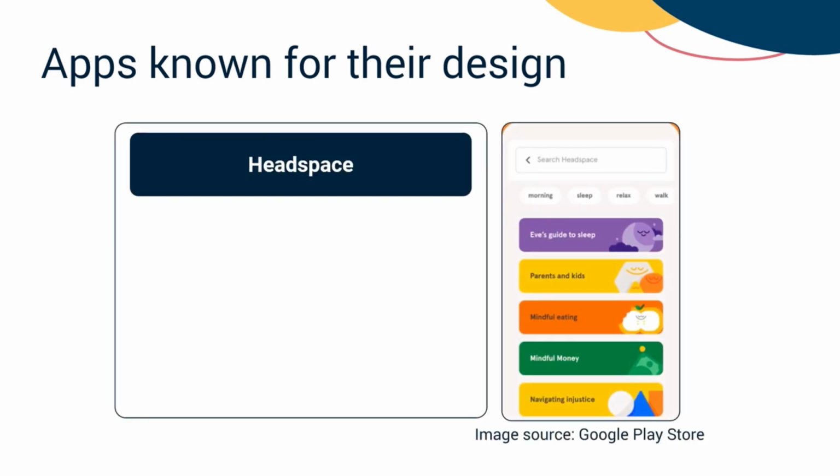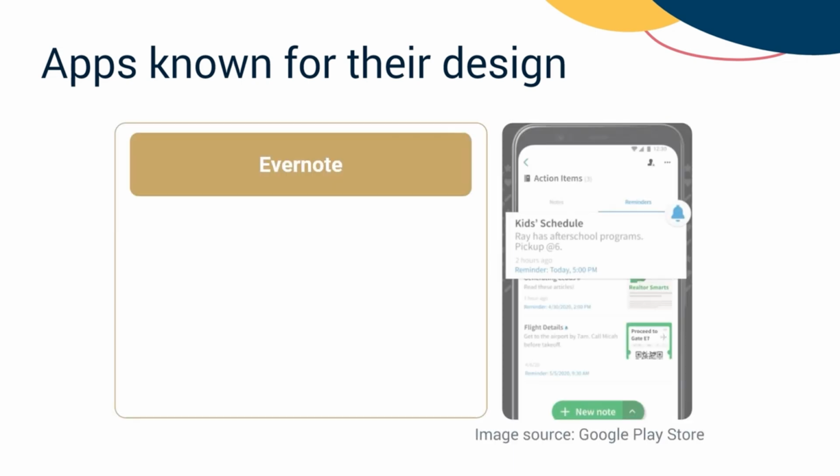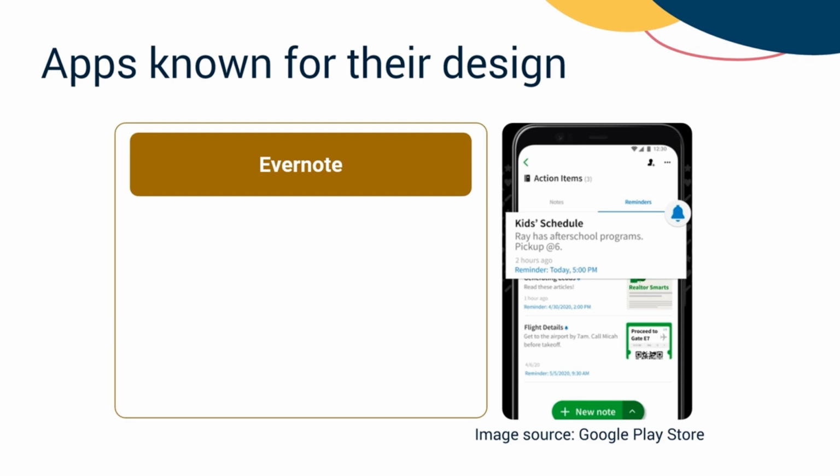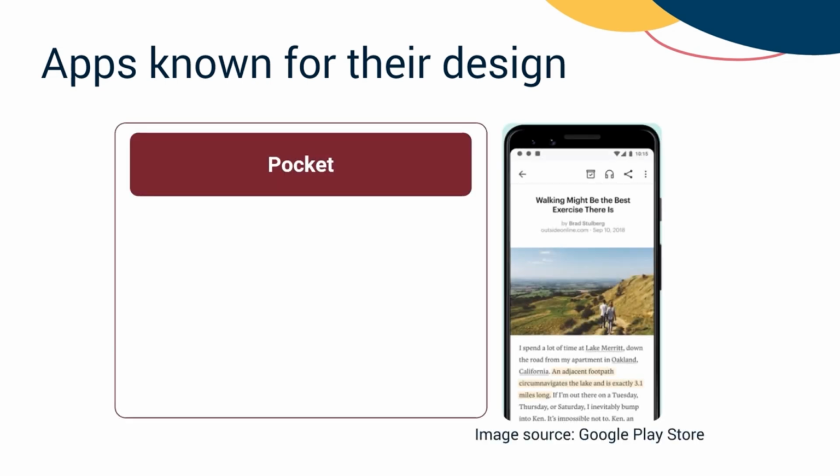Headspace is a mental health app with a calming color palette and soothing animations that create a relaxing atmosphere. It offers easy-to-access guided meditations and promotes a stress-free experience. Evernote is a note-taking and task management application with a clean interface. It organizes notes simply and effectively and uses a straightforward hierarchy to help users manage their tasks efficiently. Pocket is a social bookmarking service for storing, sharing, and discovering web bookmarks. Its immaculate and simple design focuses on content.